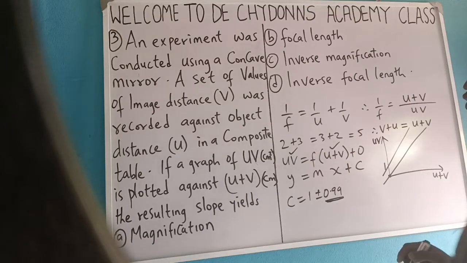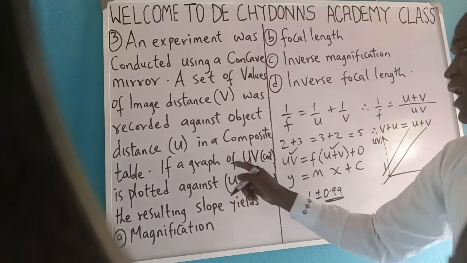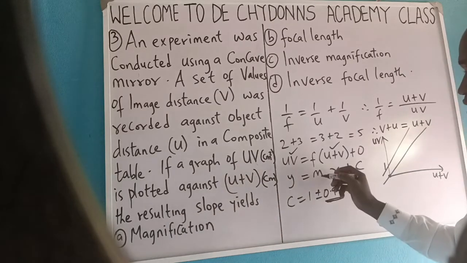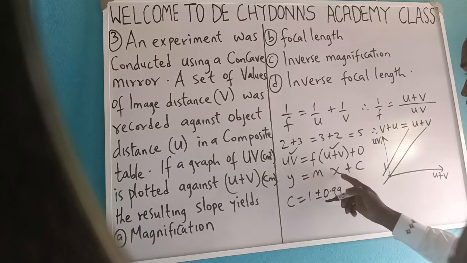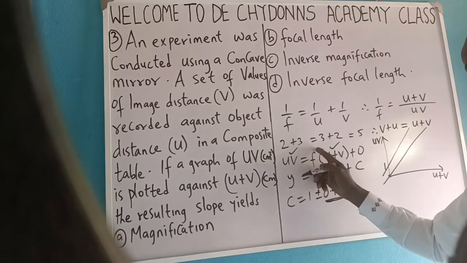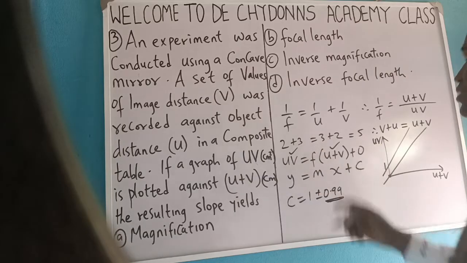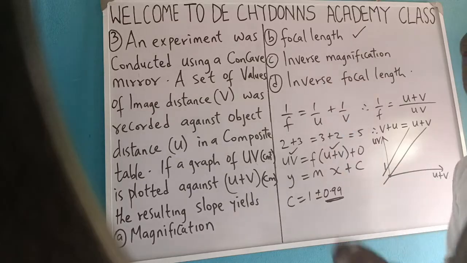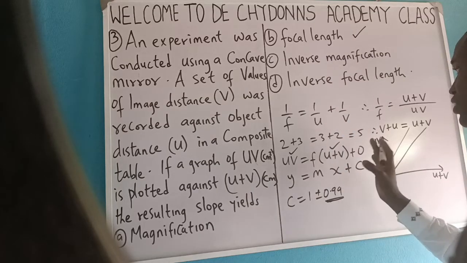So they said if a graph of this is plotted against this, the resulting slope yields, y against x, m will be the slope, and the slope corresponds to the focal length. So we'll say the answer is focal length. That is for question number 3. So we are giving questions like this.